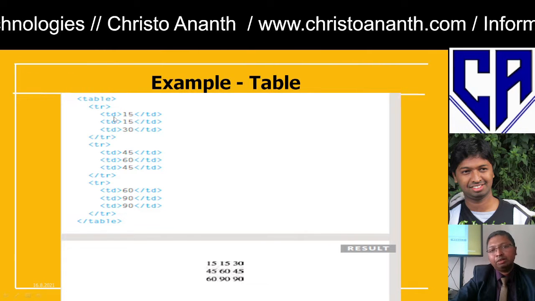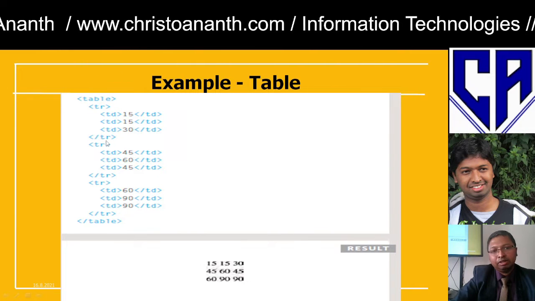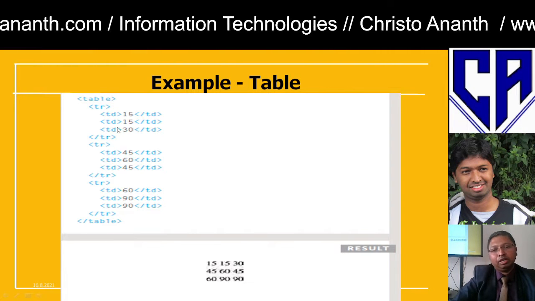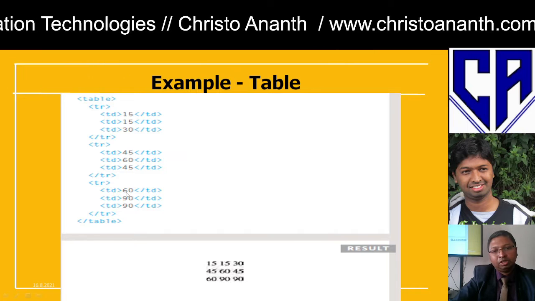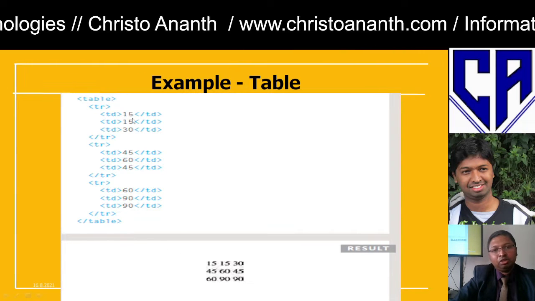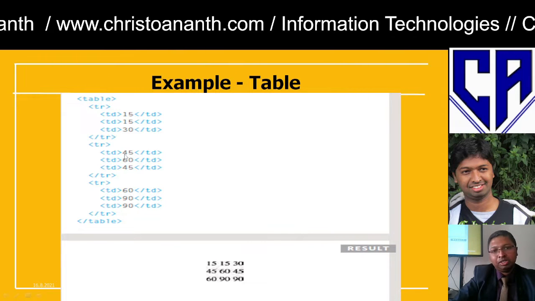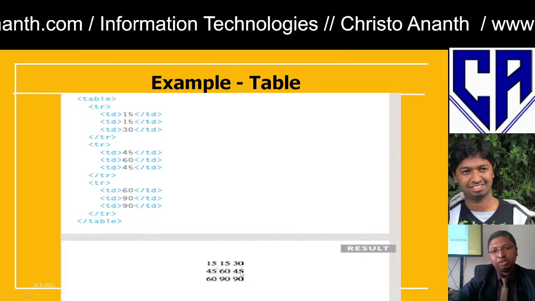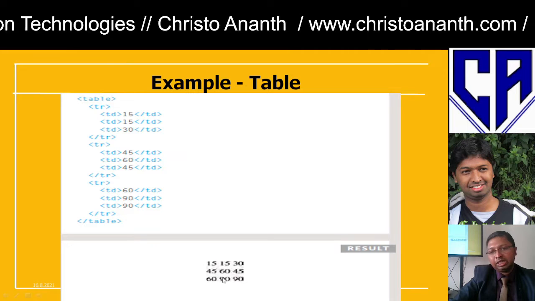Within that you have table data. What is the table data? 15, 15, 30. Yes, table data inside the table row. And then 45, 60, 45, and 60, 90, 90. So 15, 15, 30 is one row. Next row, what is it? 45, 60, 45. Similarly, what is the next row? 60, 90, 90.